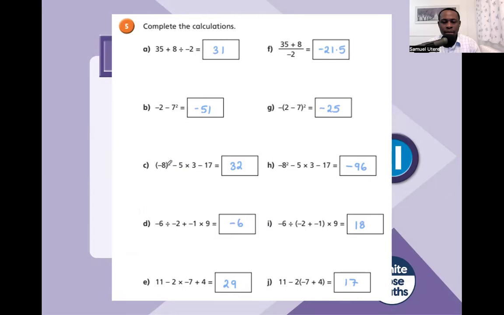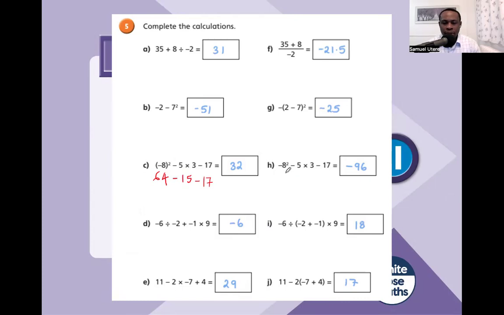Here, -8 squared is 64. Then you have to do the multiplication. So I would really like to make a comment on this one. So this will be 64. So when we write it out to be 64, we then need to do the multiplication. So subtract 15 and then subtract 17. So 64 subtract 15 subtract 17. This will be 32. So it's like saying 64 subtract 32.